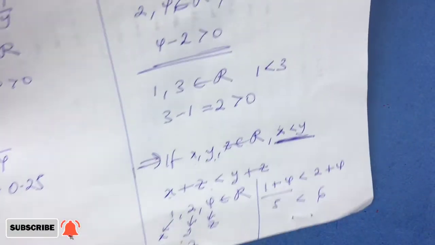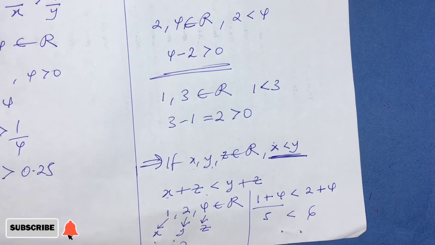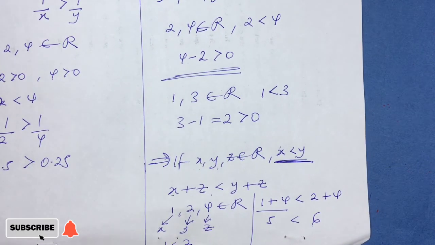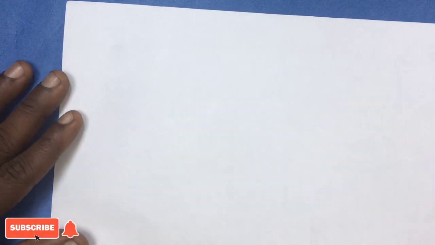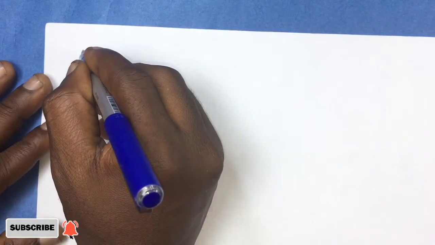Now, the last property I'm going to be looking at in this video on real numbers. I haven't told you all the properties of real numbers. Let us conclude this video with a last property. This is not to say that all the properties are what we have discussed. There are so many other properties we have not discussed.